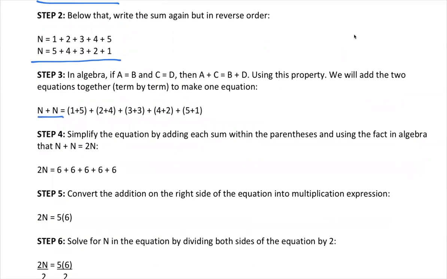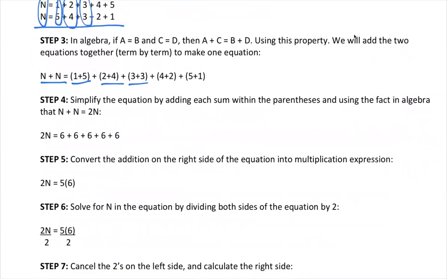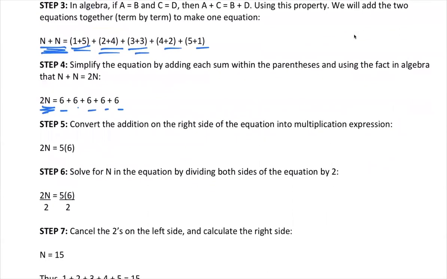So n plus n, right, is right there. And then 1 plus 5 is here. 2 plus 4 is here. 3 plus 3 is here, etc. Okay, so I'm adding term by term, right? And then I'm going to simplify that on both sides. So n plus n from algebra is 2n. And then all of these, notice, add to 6, right? And I have 5 of them, so, right, I'm just summing all of those up that are in the parentheses. Okay, and then now 6 added to itself 5 times can be just written as 5 times 6.